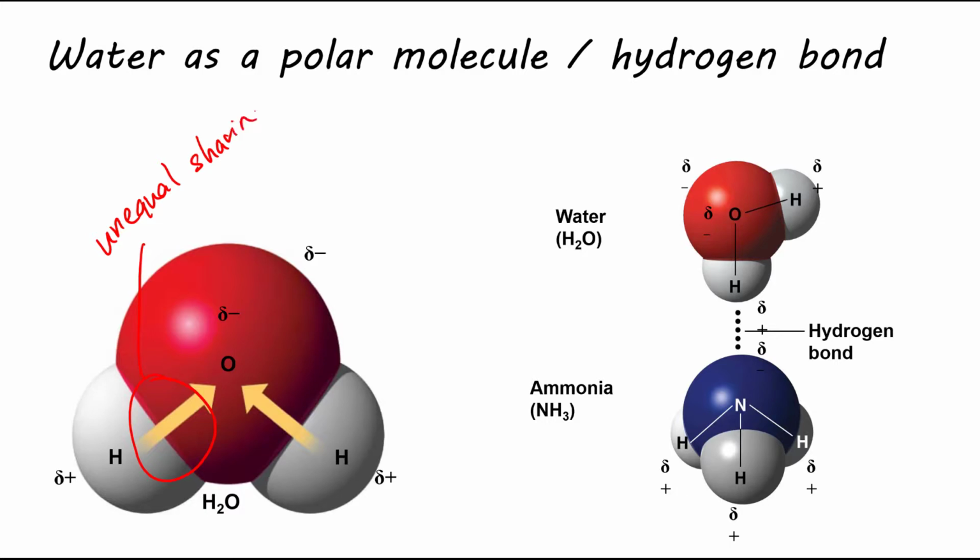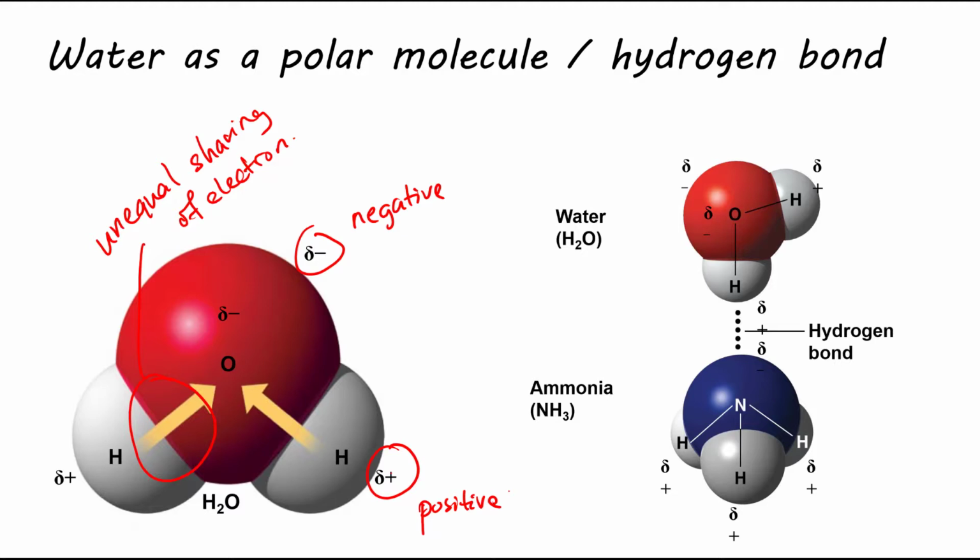In the previous video, we went over how an unequal sharing of electrons in a covalent bond can result in a polar molecule. Water happens to be a very polar molecule, meaning that its overall charge is unevenly distributed, with the oxygen end having a partial negative charge and the hydrogen end having a partial positive charge.